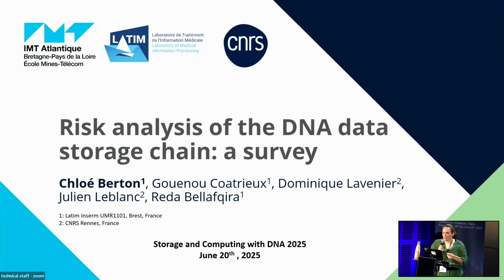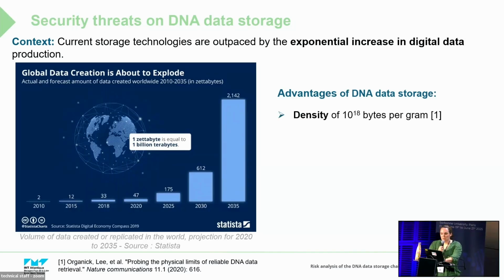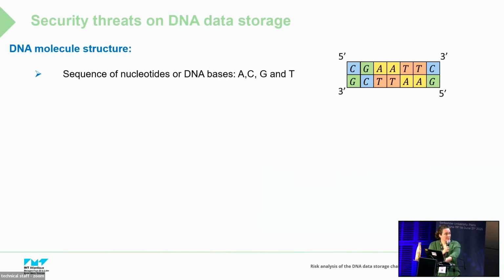So I will present our work, which is a risk analysis of the DNA data storage chain. I think I will skip the context, but as you know, with the exponential increase in digital data production, DNA data storage is a promising alternative due to its density, its durability, and its storage energetical cost. A single strand of DNA can be seen as a sequence of nucleotides, A, C, G, and T.